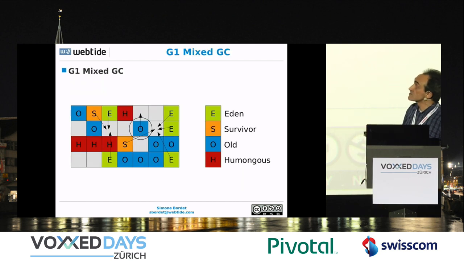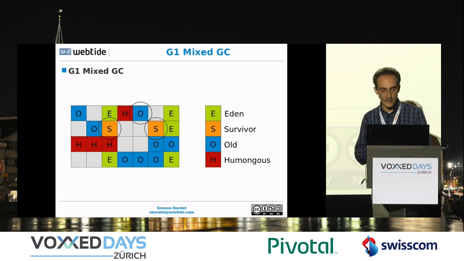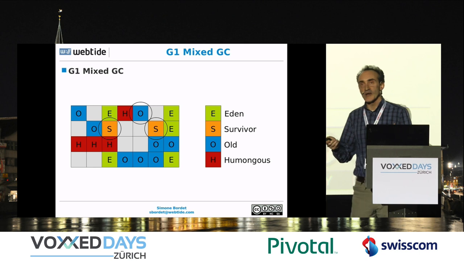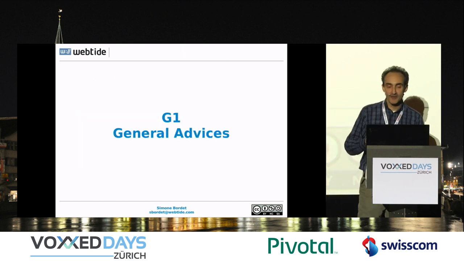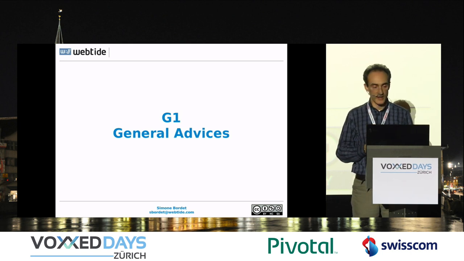So graphically, this is what happens. I target old generation regions here, but also eden regions and survivor regions. Then I just move them, and the old that was here goes into the old that was there, but now it's compacted. And this one can be used to overflow from survivor to old and compact even more. And so I reclaim space in this way. All right, so this is basically how G1 works. Now let's go for the advice on what you have to do to actually perform well.